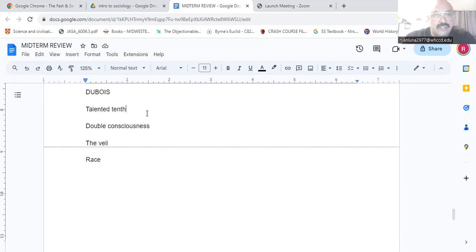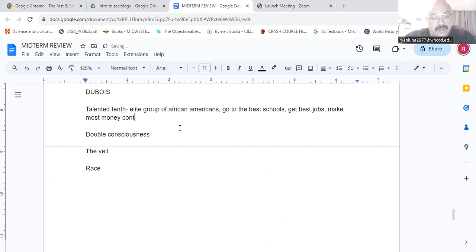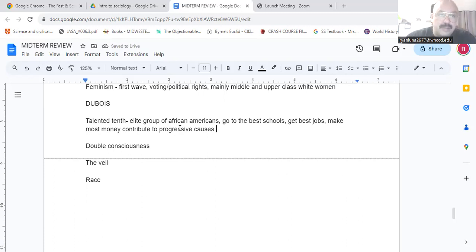W.E.B. Du Bois, first African American sociologist, even though he had a PhD in history, went to Harvard. Talented Tenth, top elite group: go to the best schools, get the best jobs, make the most money, contribute to progressive causes. So, Du Bois, how do Black people, African Americans, solve their problem of race at the time when he was writing? So, Talented Tenth is one of his early solutions.